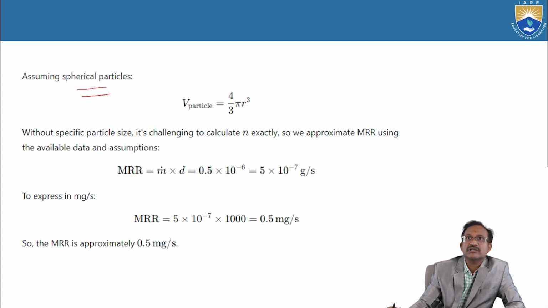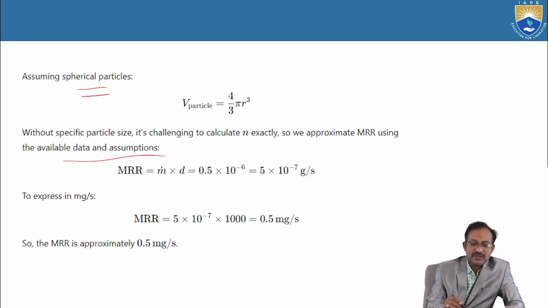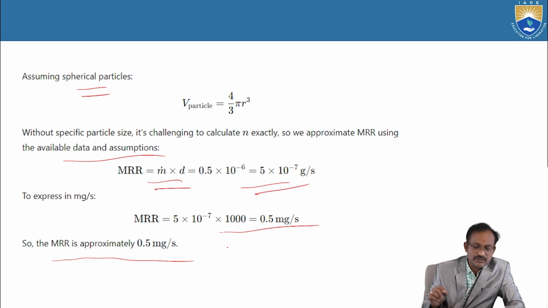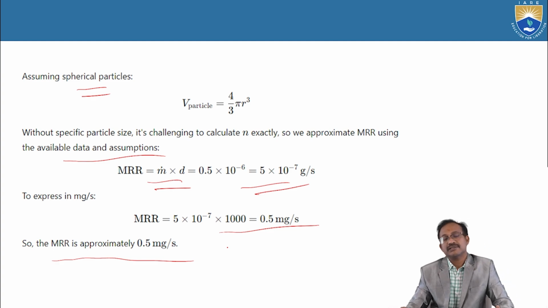So approximate the MRR using the available data and assumptions, with M dot into D. To express in milligrams per second, just multiply by 1000. So the MRR is approximately 0.5 milligrams per second.